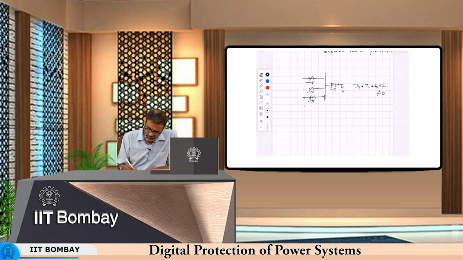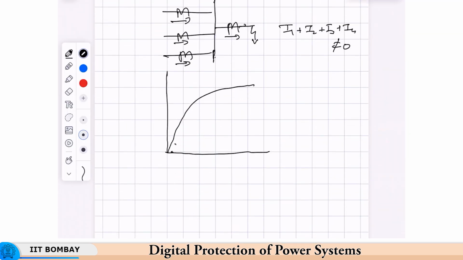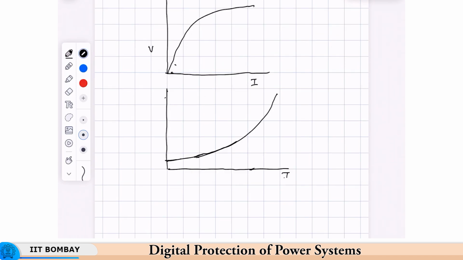Then you have restraint. The CT saturation curve is of course like this. If you see the V versus I characteristic, we have seen that the V versus I characteristic is like this. I restraint and I def, and then you can have a varying slope. So, this is known as the percentage differential characteristic.